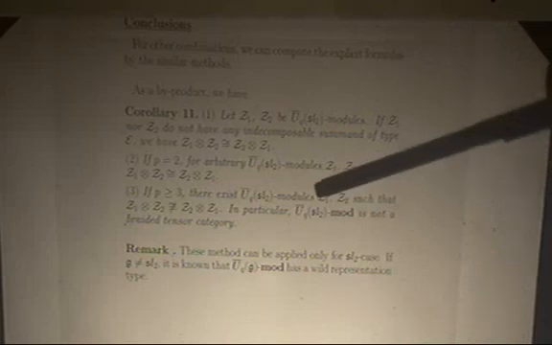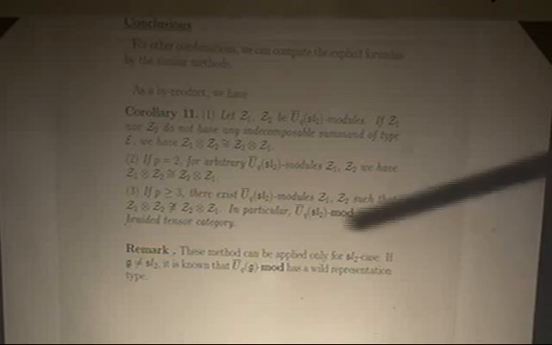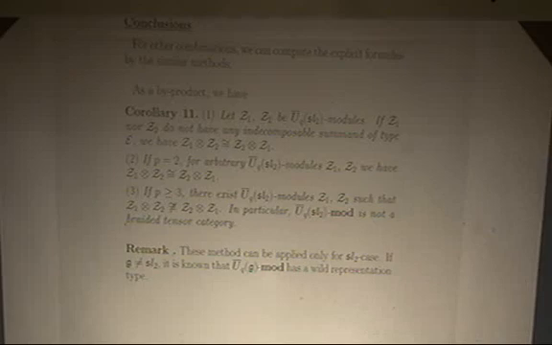In particular, the module category of U_q(sl2) bar is not a braided tensor category. Finally, we remark that these methods can be applied only for the SL2 case, because if G is not SL2, it is known that the module category has wild representation type. So we cannot list all indecomposable modules in the general case. So we cannot apply this method in a general situation, only for the SL2 case. Yeah, that's the end.